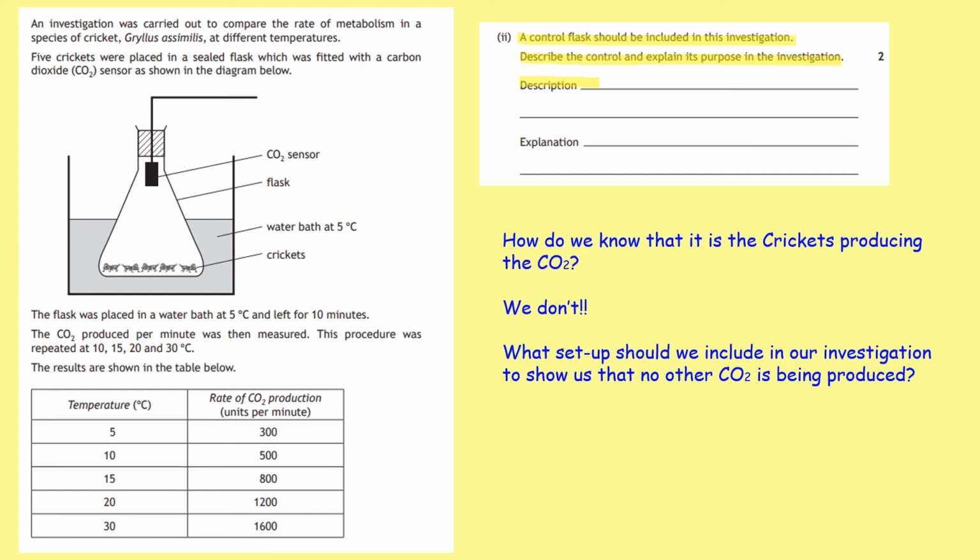So your answer should be keep the experimental setup or the investigation exactly the same and remove the crickets, or keep the experimental setup exactly the same and replace the crickets with dead crickets, because they're certainly not going to produce carbon dioxide. Or it could be keep the experimental setup exactly the same and replace the crickets with something inert like glass beads. But always remember to put down both statements.